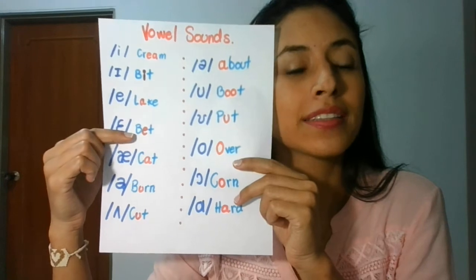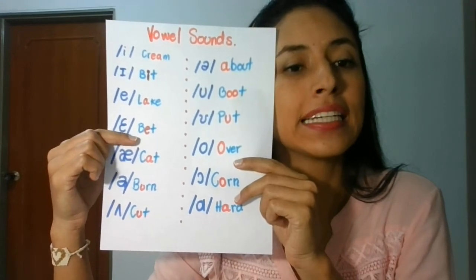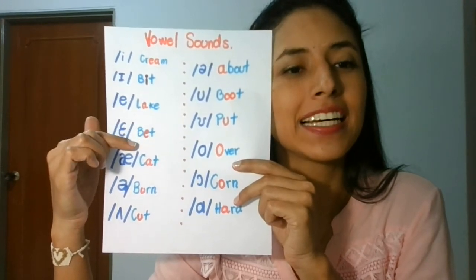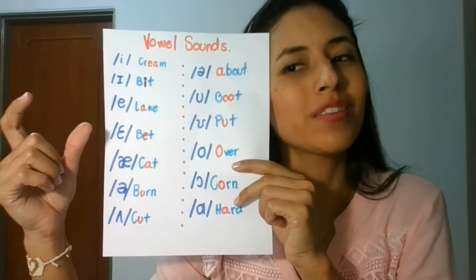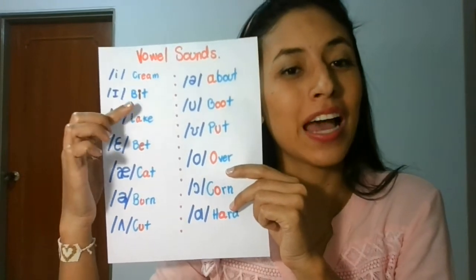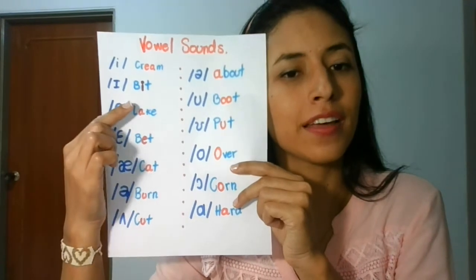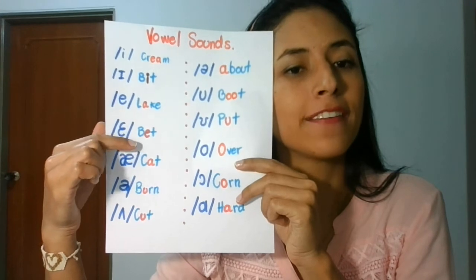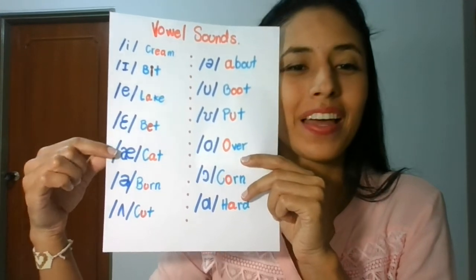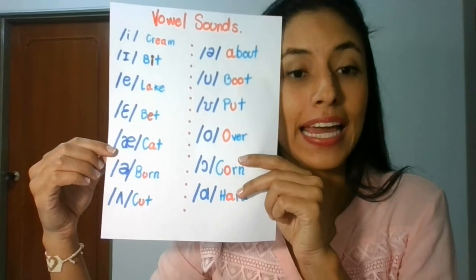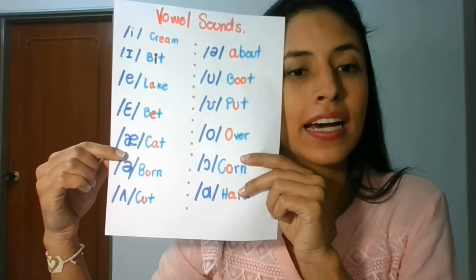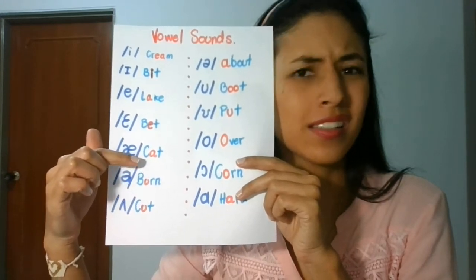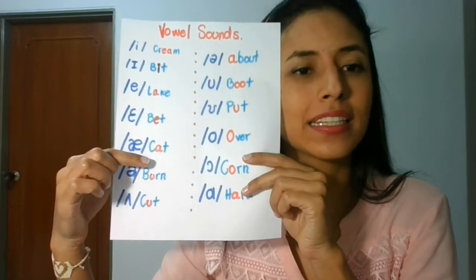Next, a. Example, vet. Different. Vet. It's short, but it's longer, and that creates the difference in vet. It's longer. Next. Eh. Cat. Cat isn't cat, no, cat.